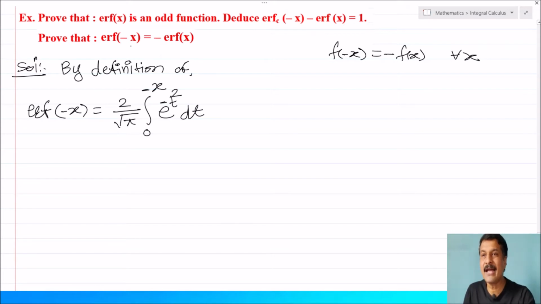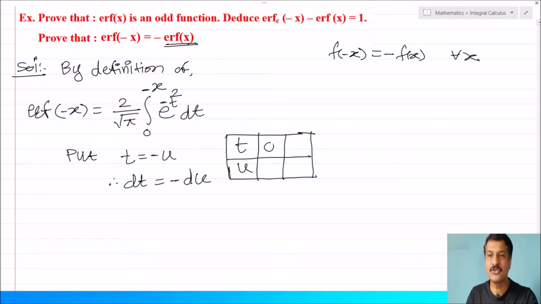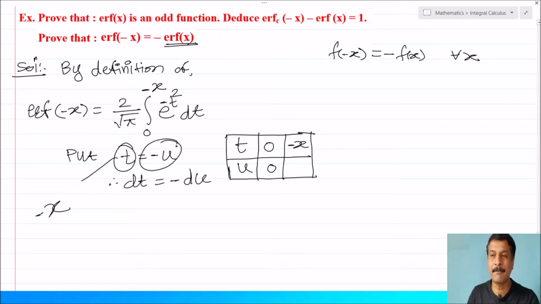Now for this minus x, I want error function of x, it means that I want 0 to x here. So what should be the substitution? It suggests the substitution is the variable t equal to minus u, and therefore dt equal to minus du. Now what about the limits? Here limits from t to u. Limits of t are 0 to minus x. So put here 0, I am getting u equal to 0. And if t equal to minus x, what is the value of u here? Minus minus becomes plus, and I am getting the limit equal to x.